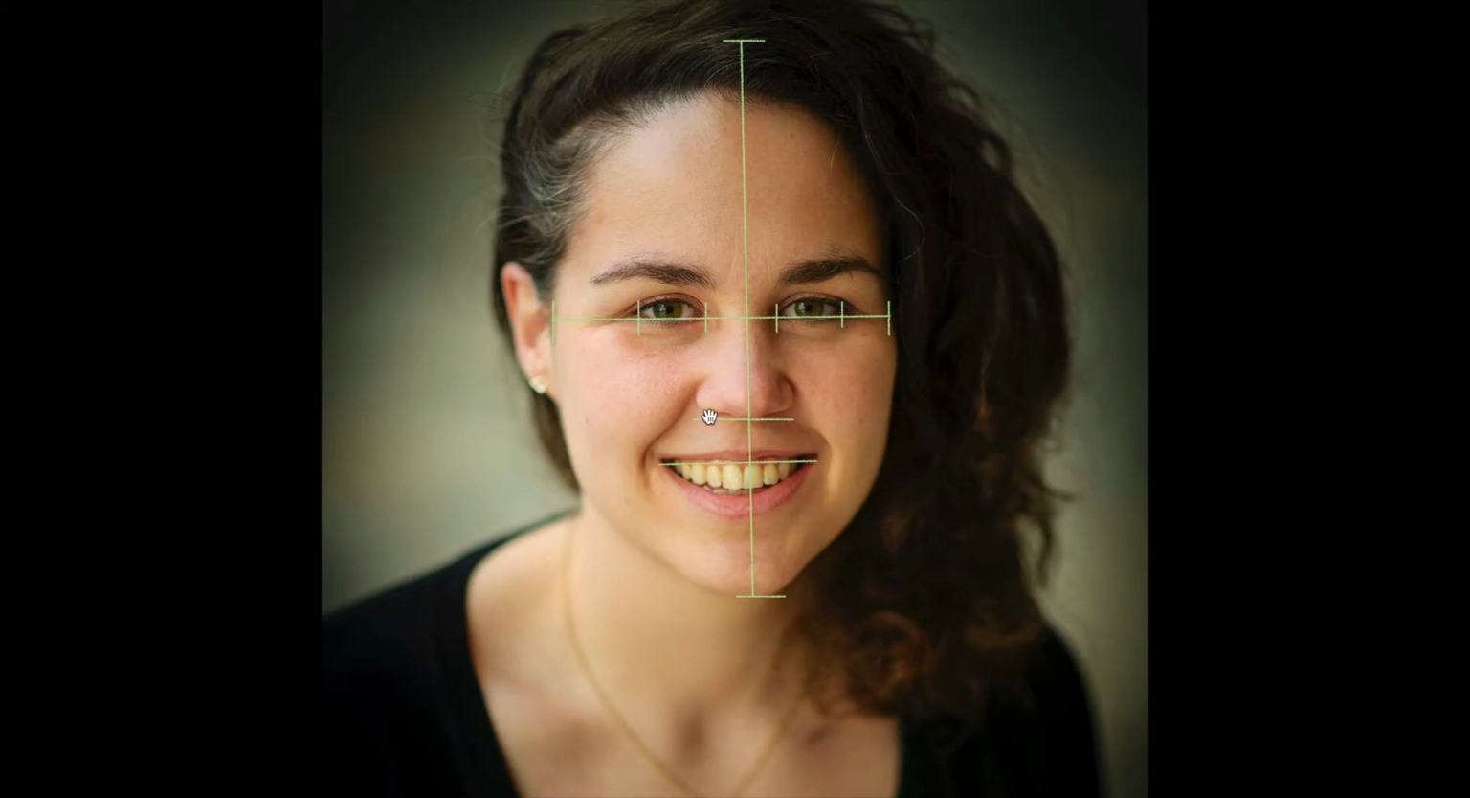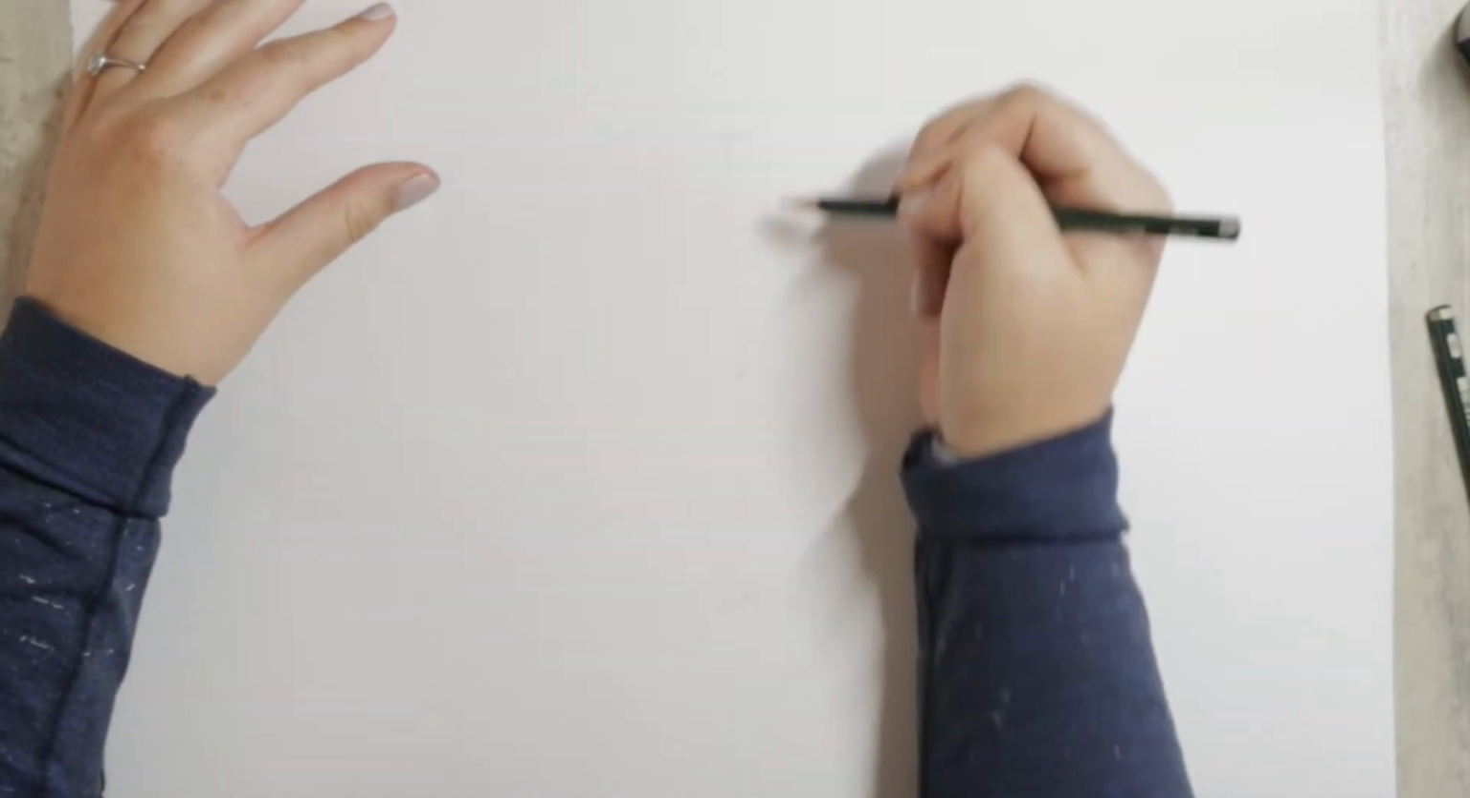Next, you'll use two vertical lines to determine the width of the nose in relation to the eyes. Start with the widest part of the nose, and then draw a line up to the eye line. Lastly, you're going to do this again with the corner of the mouth to determine its width. And it's as simple as that.